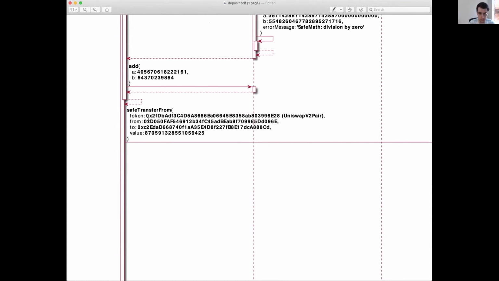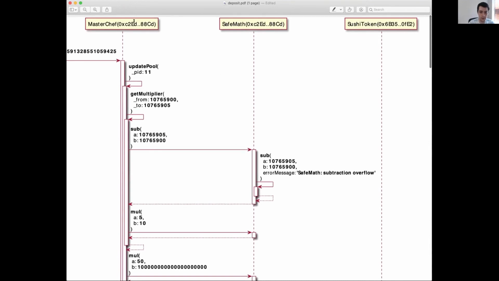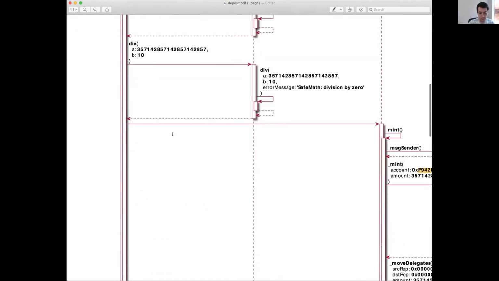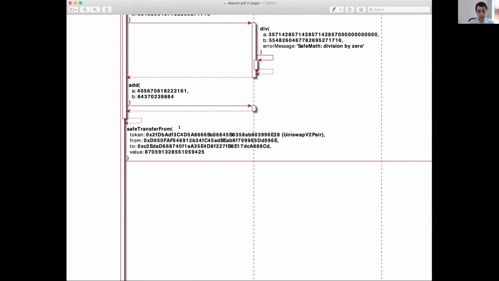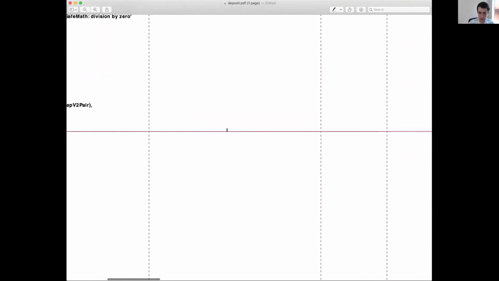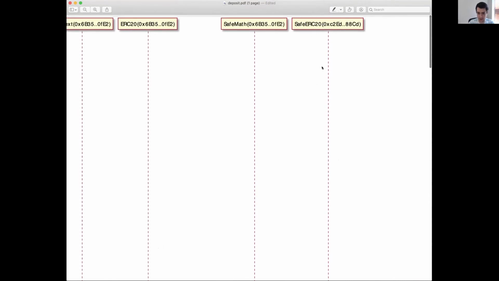And it transfers it from this person. Presumably this is the person that initiated the transaction. And it transfers the liquidity pool tokens to 0xC2, which again is MasterChef, right? So what happens when you deposit is SushiSwap takes your liquidity pool tokens. So this goes out, and this is where it gets a little bit complicated because we go first to safe ERC20, which is OpenZeppelin's wrapper.